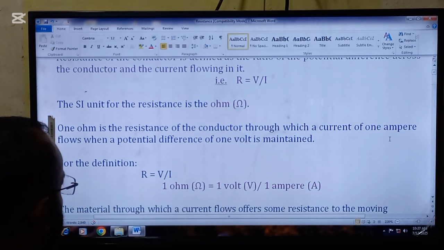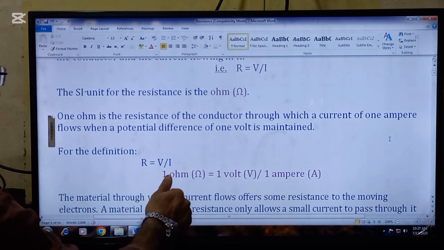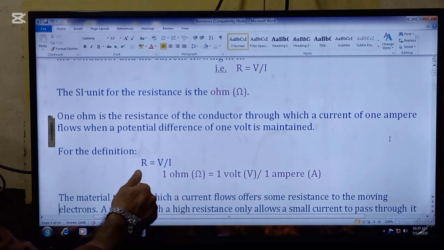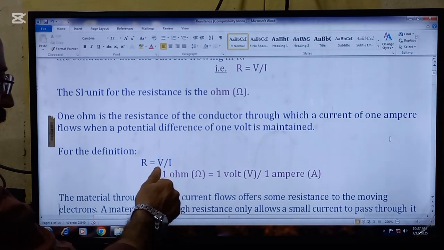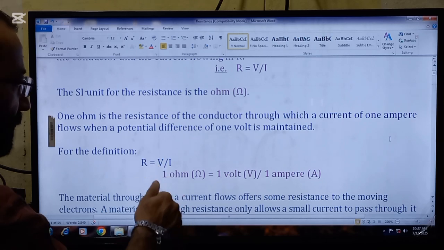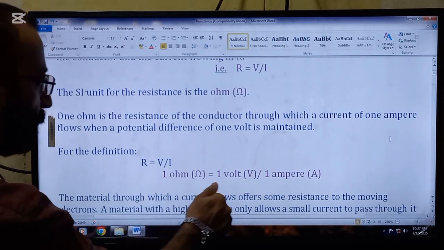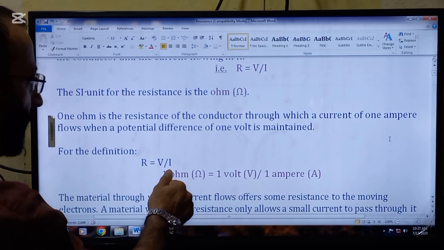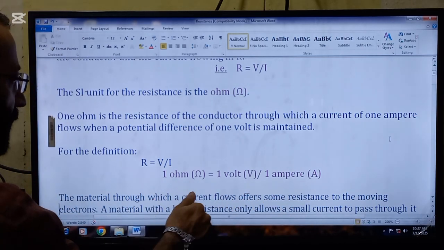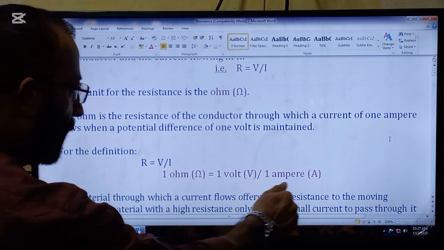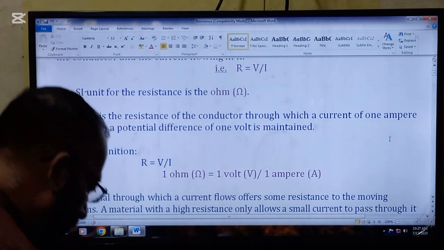For the definition, R is equal to V over I. So R's unit is ohm. So 1 ohm. Volt, potential difference is having the unit volt. So 1 volt. And current is having a unit 1 ampere. So 1 ohm is equal to 1 volt over 1 ampere.